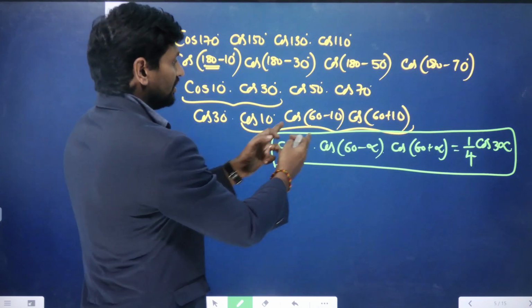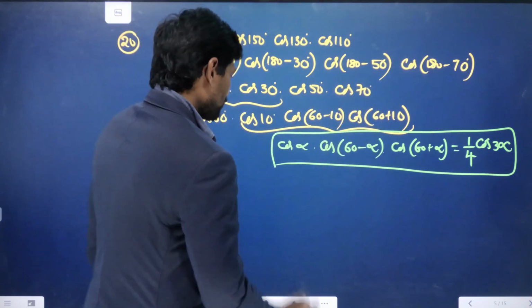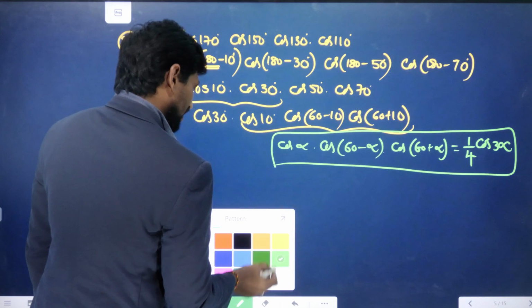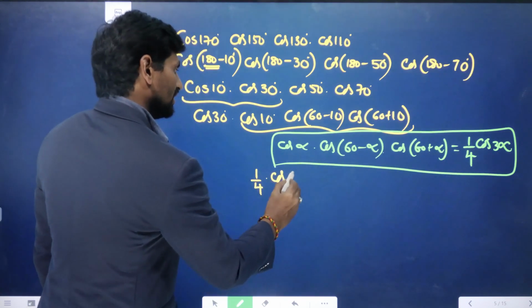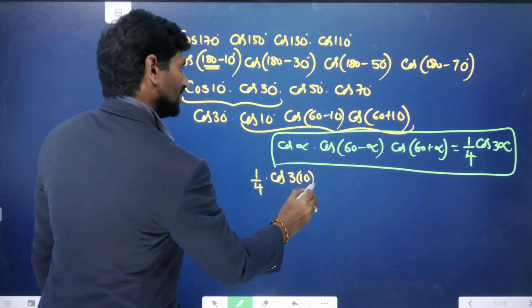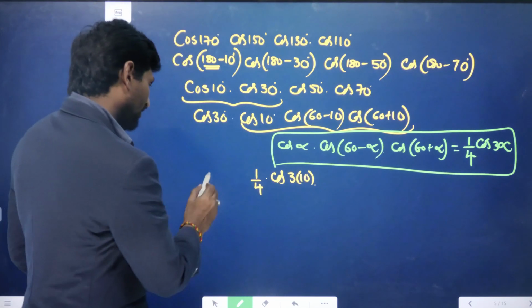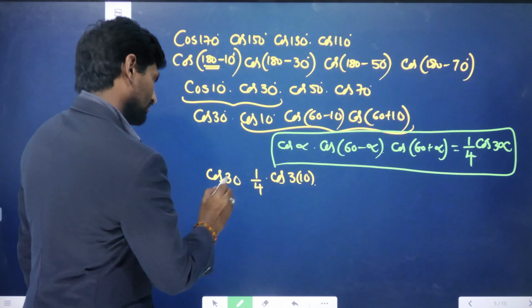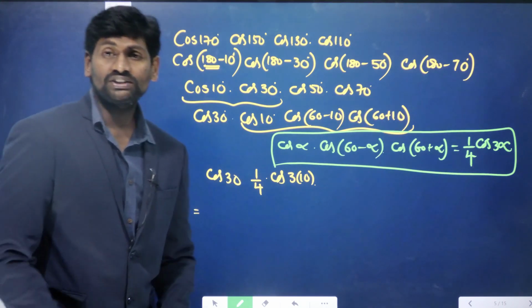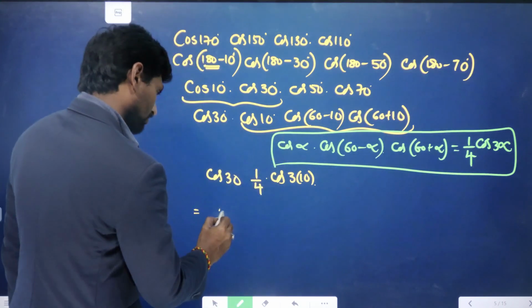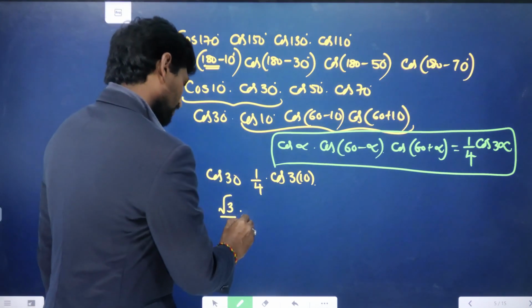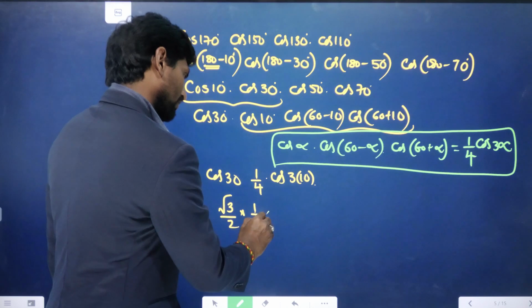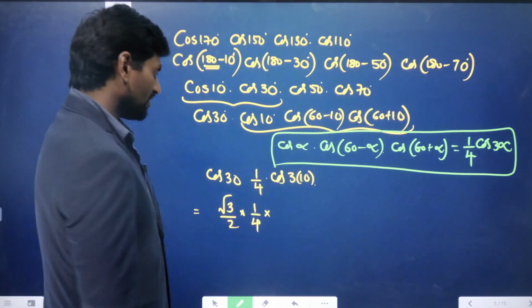Substitute. So it is also the same as that. Alpha value 10: 60 minus 10, 60 plus 10. So in the place of this, we can write 1 by 4 cos 3 into 10. 3 tens are 30. Already in front we have cos 30 degrees. What is the cos 30 degrees value? Root 3 by 2. Cos 30 degrees value is root 3 by 2, into 1 by 4 as it is, 1 by 4. Again cos 30 degrees value is root 3 by 2.